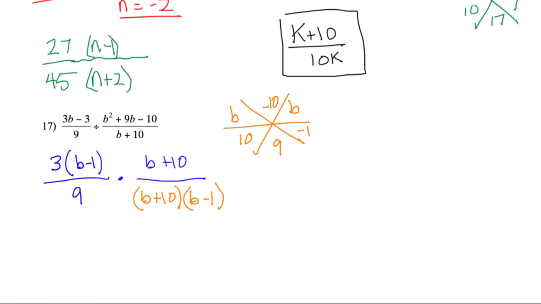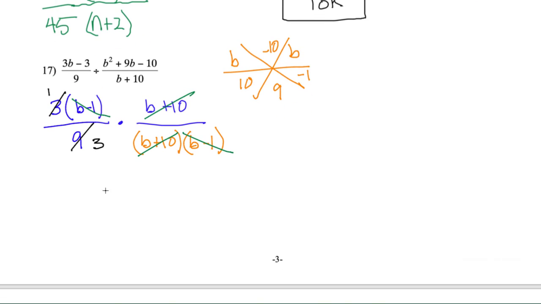All right, let's start canceling. What do we have here? B plus 10, you're gone. B minus 1, you're gone. 3 and 9 actually cross cancel down to, that goes to a 1, that goes to a 3. And we're done with 1/3. The answer here is 1/3.